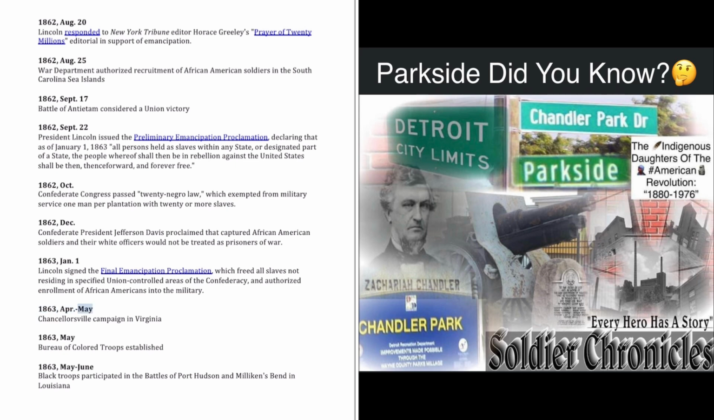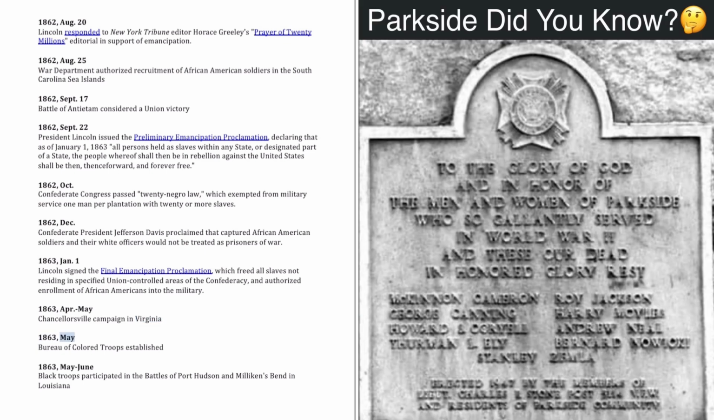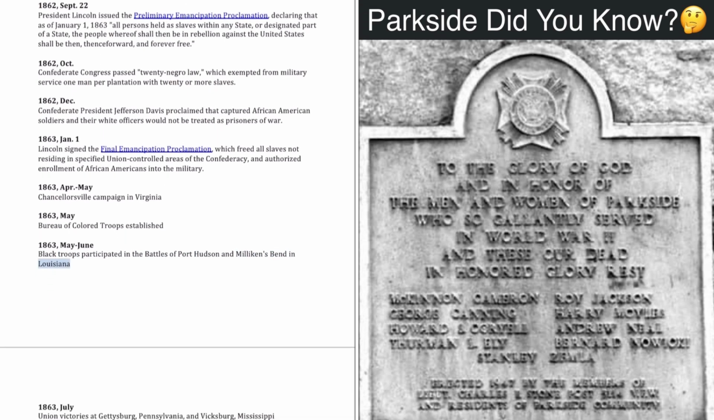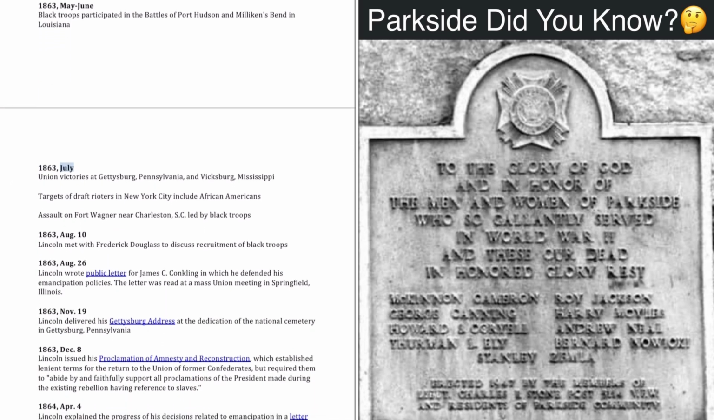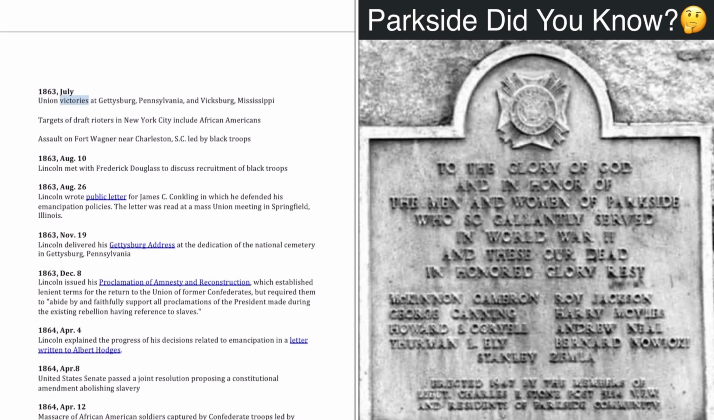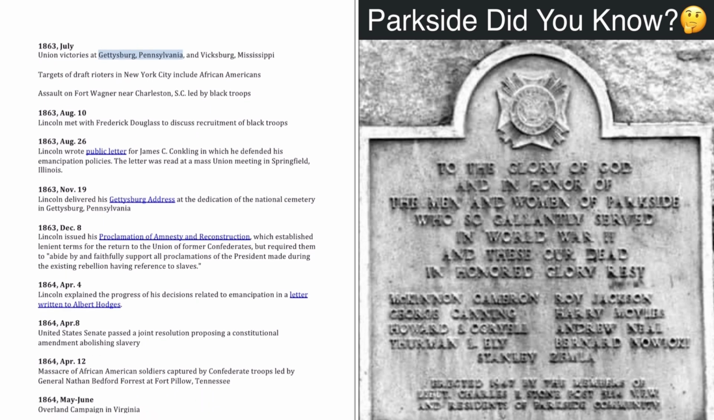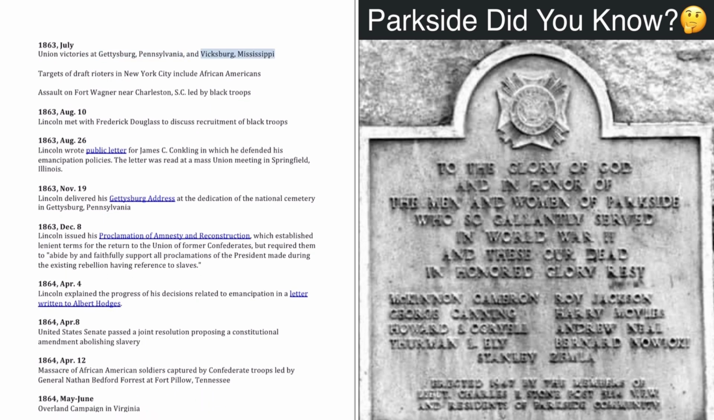1863, April-May. Chancellorsville Campaign in Virginia. 1863, May. Bureau of Colored Troops established. 1863, May-June. Black troops participated in the battles of Port Hudson and Milliken's Bend in Louisiana. 1863, July. Union victories at Gettysburg, Pennsylvania, and Vicksburg, Mississippi.